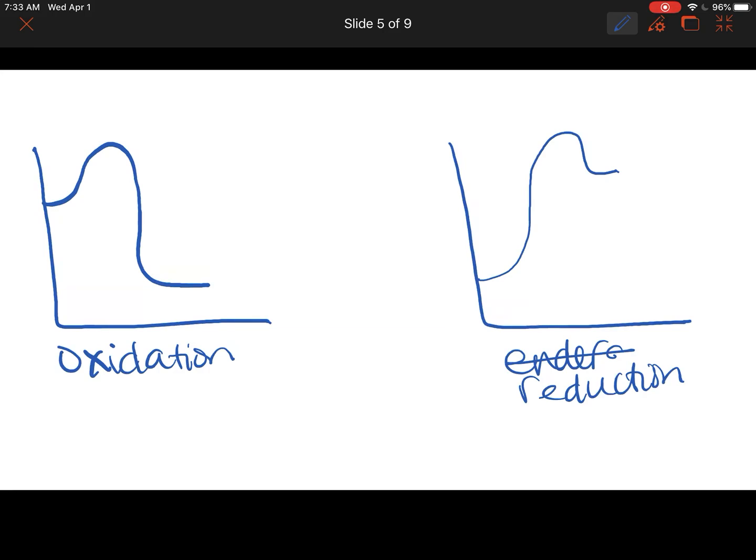All right. So again, for oxidation, we're talking about loss of electrons, loss of energy. Those reactions are going to have negative delta G's. For reduction, we're talking about gain of electrons and gain of energy. And so those reactions are going to have positive delta G's.